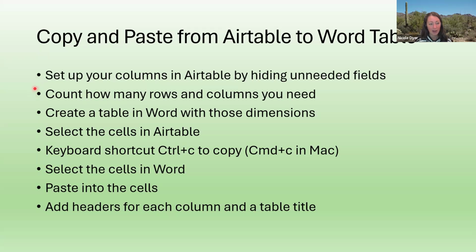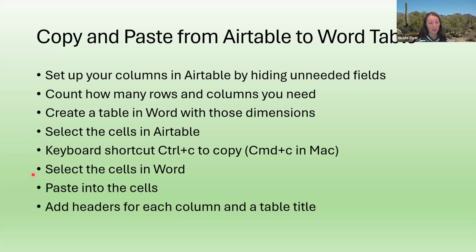And then once you have the columns that you want and you've filtered to see just the rows that you want to put into your report, then count how many rows and columns you'll need for your table. Then create a table in Word that has those dimensions and maybe add another row at the top for the column headers. Then you're going to select all of the cells in Airtable and then Control C, or Command C on a Mac, to copy.